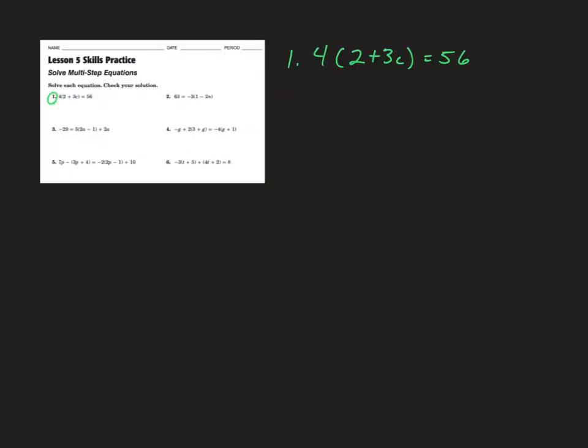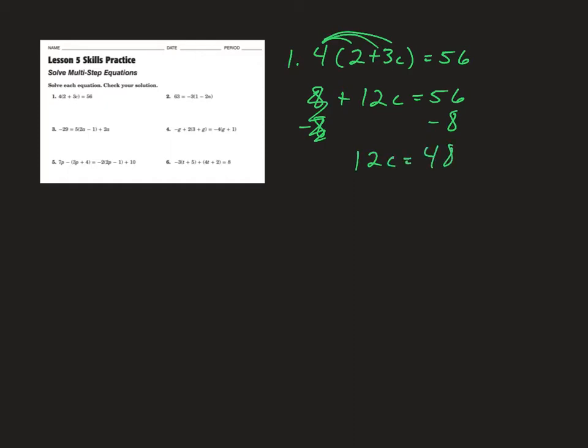Okay, problem number 1. We've got 4 times (2 plus 3c) equals 56. So our first step is we want to distribute the 4 to each value in the parentheses. So we've got 4 times 2 is 8, plus 4 times 3c is 12c, equals 56. Now I want to get my variable alone, so I'm going to subtract 8 from the left-hand side, do the same from the right-hand side. Left side cancels. I get 12c is equal to 48.